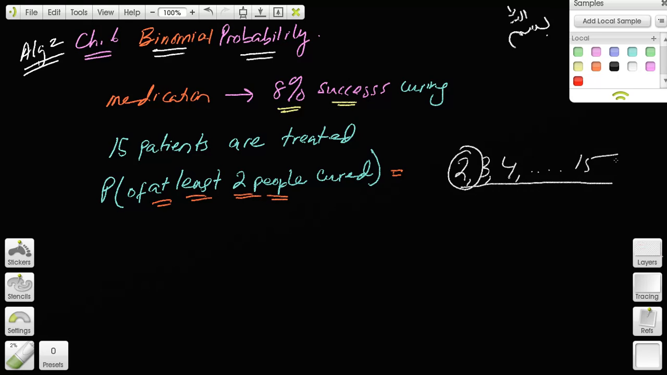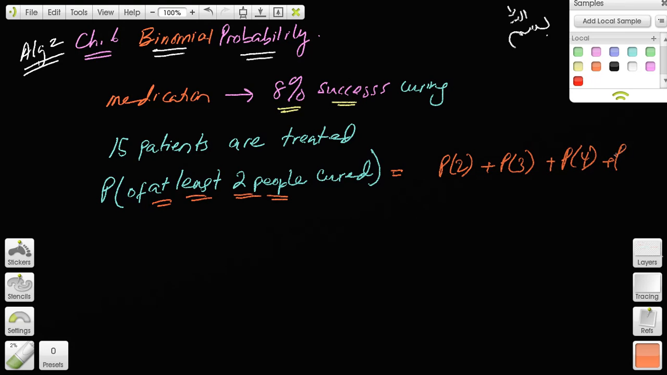If you want to find the answer to this, you would have to find the probability of 2 people being cured, then the probability of 3 people being cured, then 4 people, then 5 people, and all the way up to 15 people, and then add them all up. So at least means that you have to do 2, 3, 4, like that.